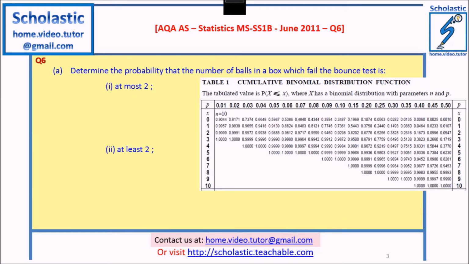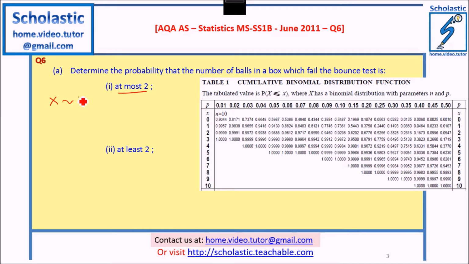The first part of part A has a table here. Let's read about the table later, and let's read the question. Determine the probability that the number of balls in a box that fail the bounce test is at most 2. So basically there is a probability distribution.